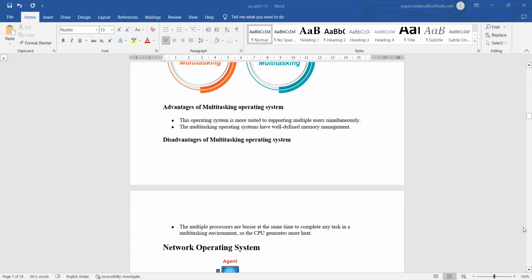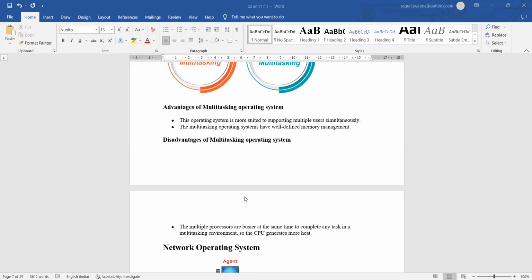Coming to the advantages and disadvantages of this multitasking operating system, the advantages are that it supports multiple users simultaneously, because it can perform multiple programs at a time. And this multitasking operating system should have well-defined memory management. The disadvantages are that, since it is a multitasking operating system, it should have multiple processors to execute this multitasking, which generates more heat. This is the disadvantage of multitasking operating system.